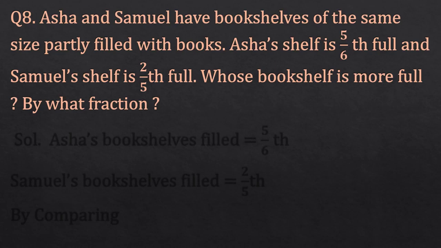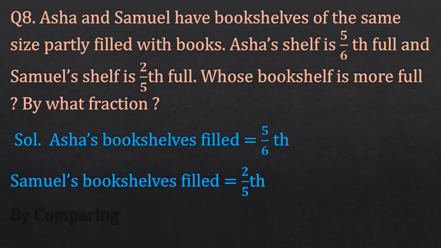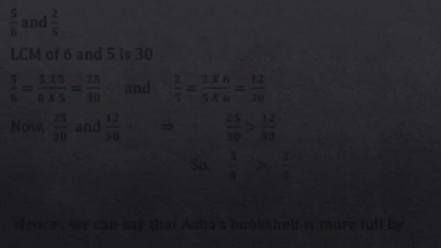Now see, Asha's bookshelf is filled 5 by 6, and Samuel's bookshelf is 2 by 5. This is the part of their bookshelf that is filled, given to us in the question. Now you have to tell whose bookshelf is more full. For this, we have to do comparison. I have told you, whenever we have to find out who has more, who has less, who takes less time, for that we have to do comparison. Now see how we will do the comparison.